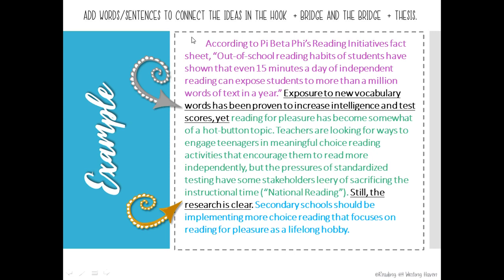So this right here would be our attention getter, because this is giving a quote or a fact. Then we have this transition to our bridge by giving us some background information, which is what we saw earlier. And then we have another transitional statement, still the research is clear, and then this is the claim. So again, we have, let me go back. A, attention getter, B, our bridge, and then C, our claim. And then you have successfully created an introductory paragraph.